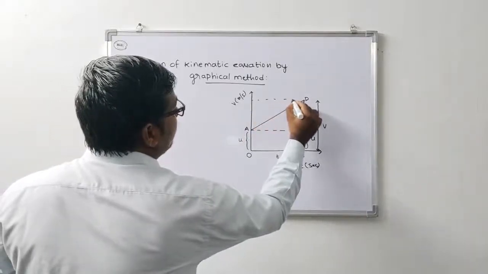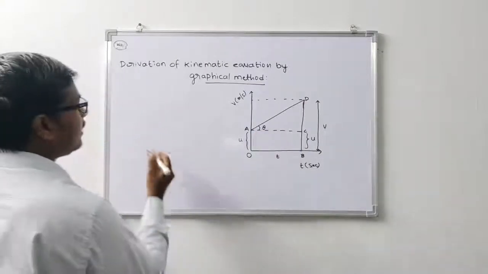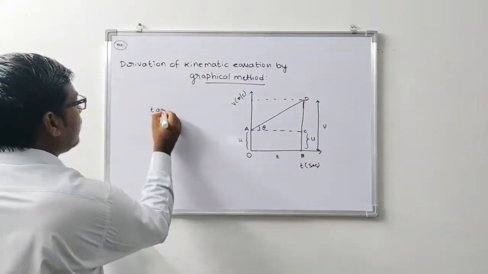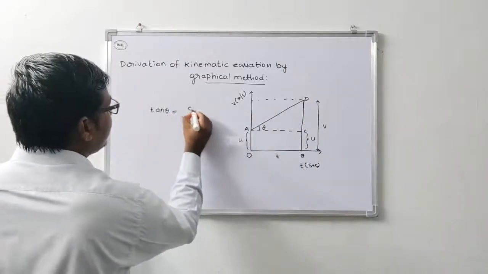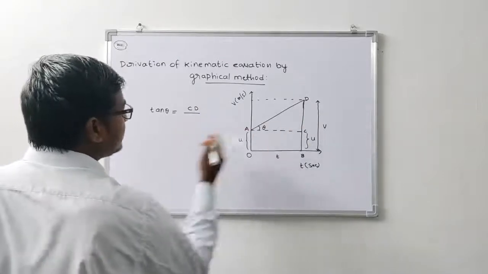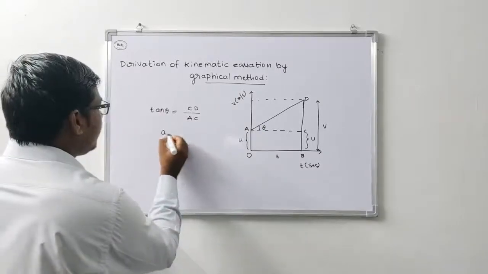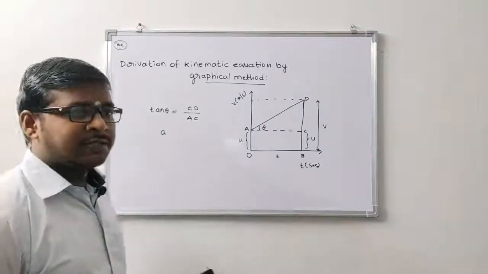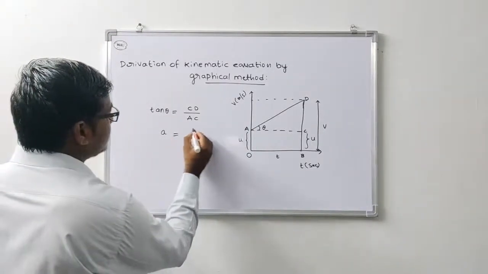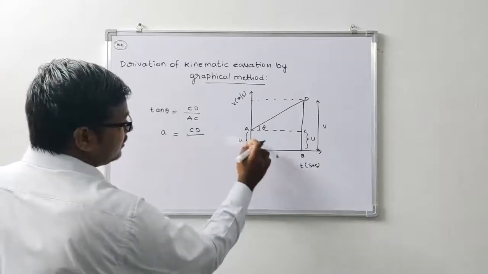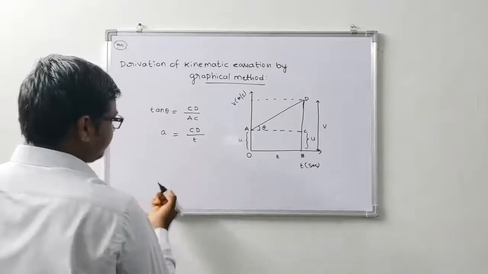Tan theta is equal to, this is the theta, opposite side CD by AC. Okay, tan theta is nothing but acceleration. The body is changing velocity with respect to time taken, and that is acceleration. Acceleration is equal to CD by AC. AC or OB, these are the time taken.